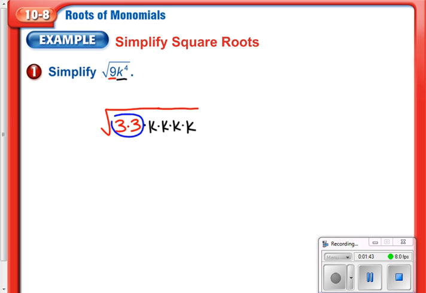Since it is a square root, we want pairs of 2. So here's a pair of 3s. I like to circle them so you can move one to the outside, so you're left with a 3 on the outside. Here's a pair of k's, so I can move a k to the outside, and then another pair of k's, so you can move another k to the outside, which gives us 3k to the 2nd power.